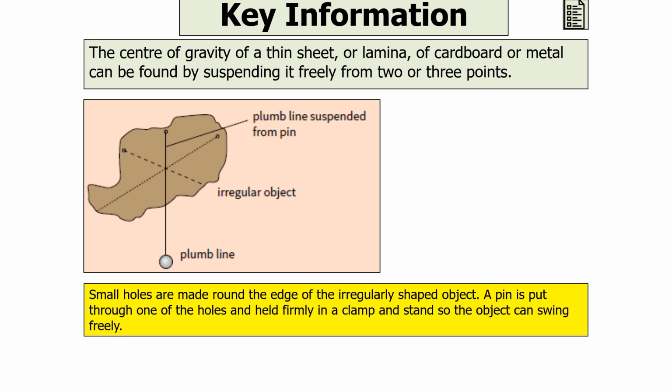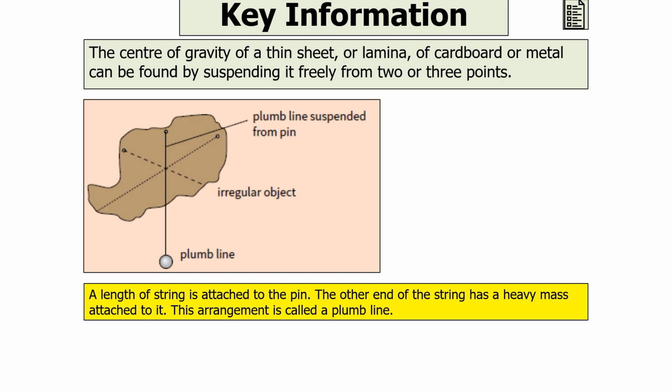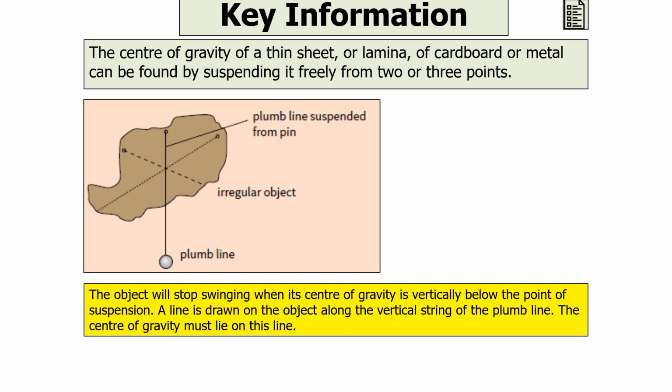Small holes are made around the edge of irregularly shaped objects, and a pin is put through one of the holes and held firmly in the clamp and stand so the object can swing freely. A length of string is attached to this pin, and the other end of the string has a heavy mass attached to it. This arrangement is called a plumb line. Now the object will stop swinging when its centre of gravity is vertically below the point of suspension. A line is drawn on the object along the vertical string of the plumb line, and the centre of gravity must lie on this line.